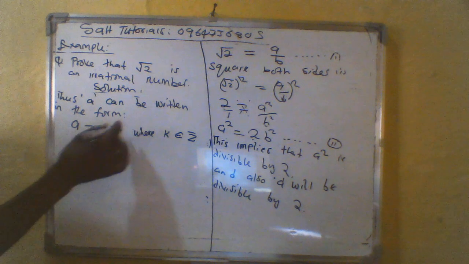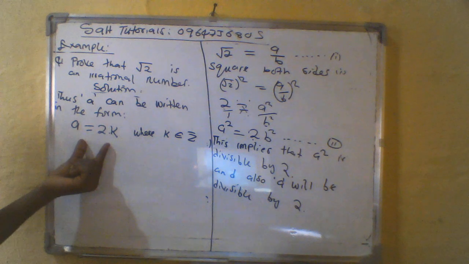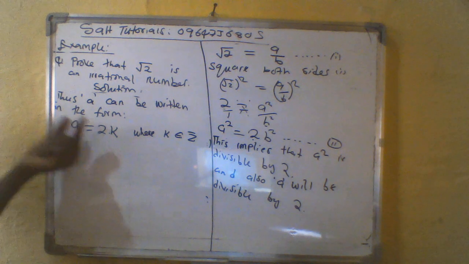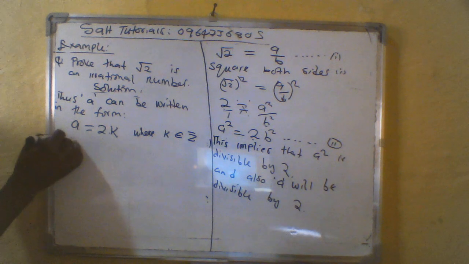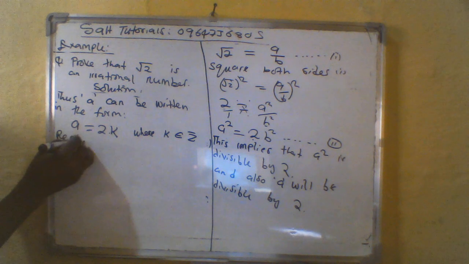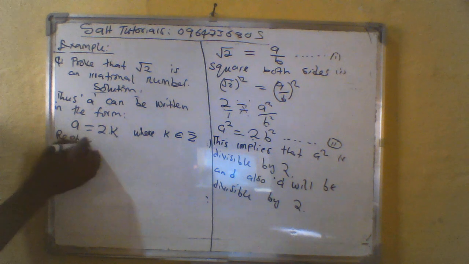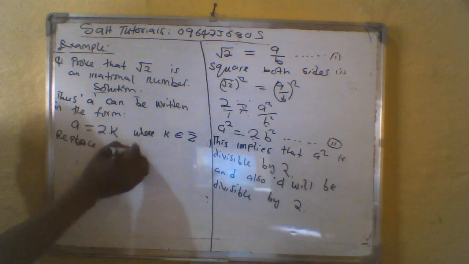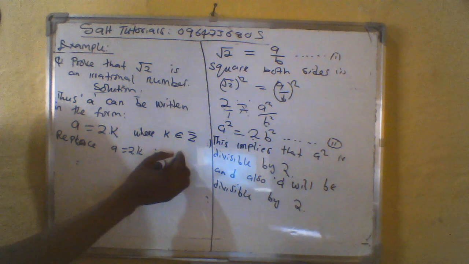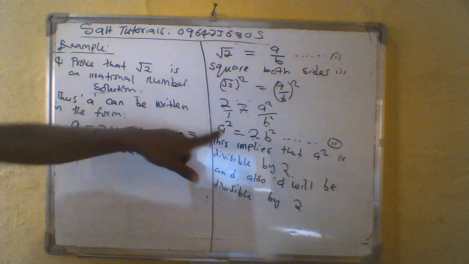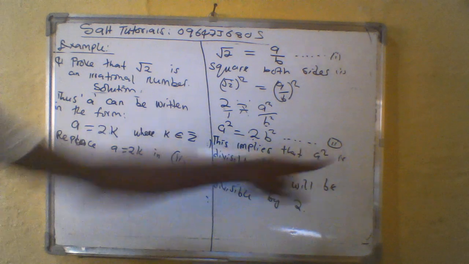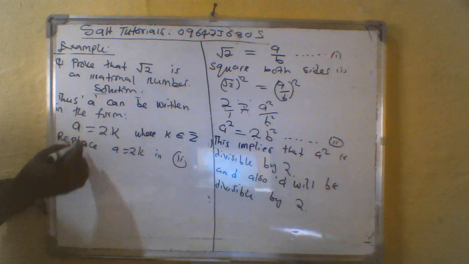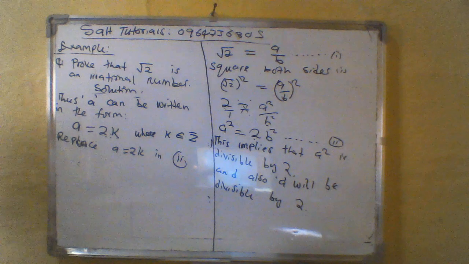So if a equals 2k, so what can I have? Maybe this is my third equation. We can basically replace this in equation 2. So we are now going to replace a equals 2k in equation 2. Which one is equation 2? This one. a squared equals 2b squared. So in place of a, we are now putting 2k, isn't it?